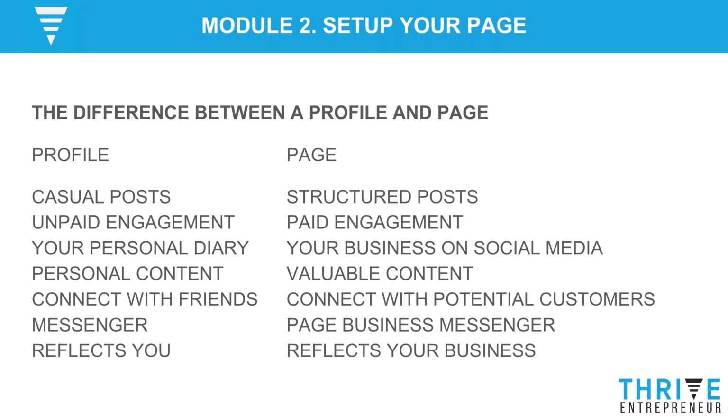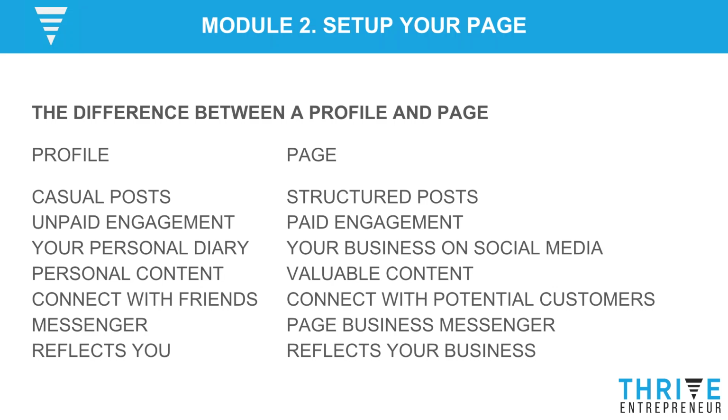But the posts are typically really casual, whereas on a page they're structured, so they're about something in particular, like you're adding value in some way. They're written in a way that's professional, that sort of thing. On a profile, this is like Nick Ritchie's Facebook profile. So if you're wondering, unpaid engagement, that's really just, we don't pay for engagement. People will like our posts and that sort of thing, and we don't pay for it.